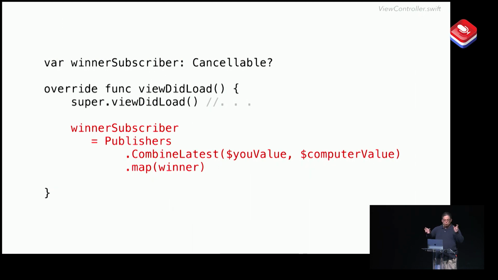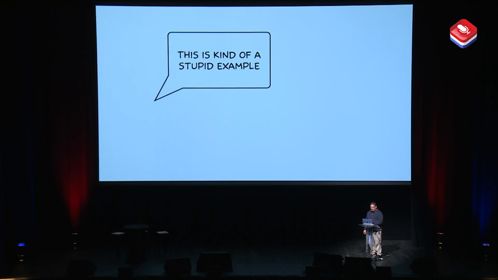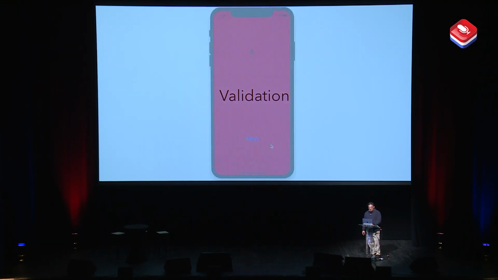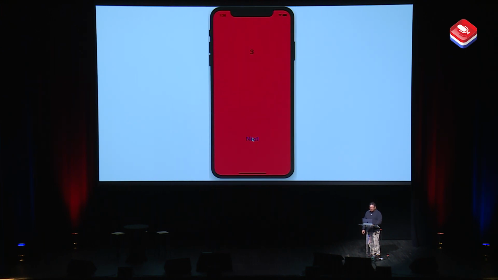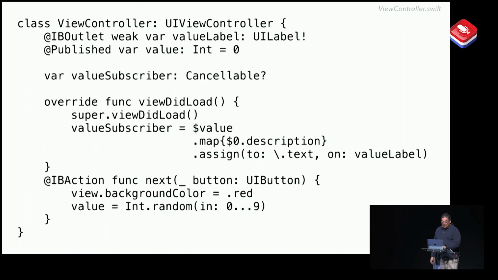And we saw how you mapped the winner. The winner took two rolls and said, who wins? And what it gave you back was a color. And since it's a color, I can assign that to the background color on the view. So we could use it for validation instead of this rock, paper, scissors. You could just decide all sorts of things. And so I could have this value label, and I could have the subscriber, and I could decide when something is valid or not, and then I could display whether something's valid or not this way.